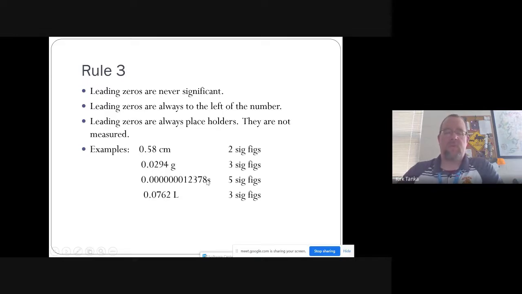This number only has 5. It's just these 5 non-zero numbers. All those zeros are to the left of the number. They are not significant, so they don't count towards your sig figs. They're just placeholders. They hold a place so that when you get to this 1, you know actually what place value it is in. And same with the last one, leading zeros, not significant, so it only has 3.